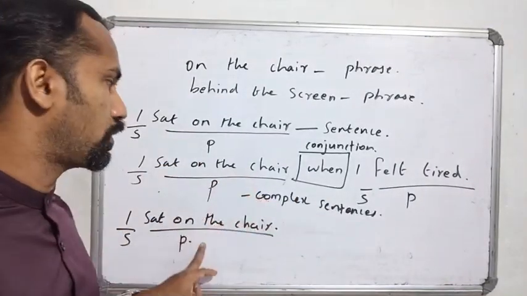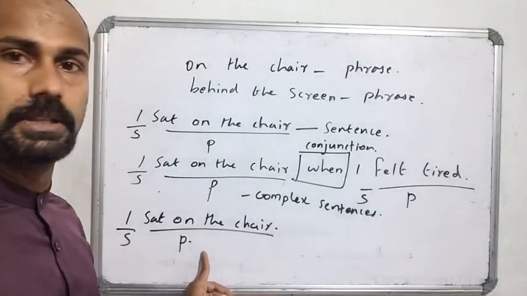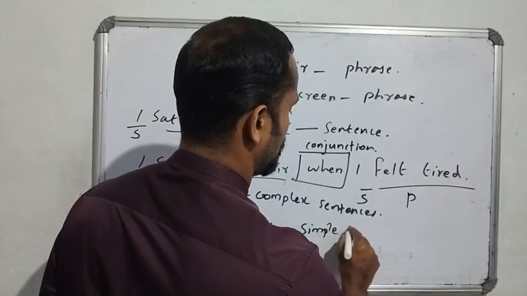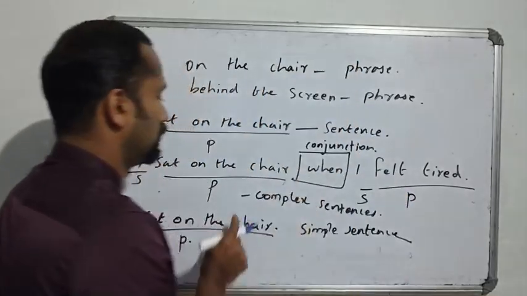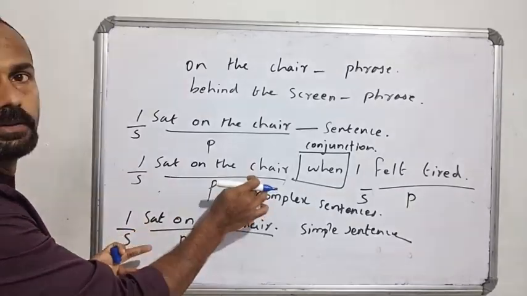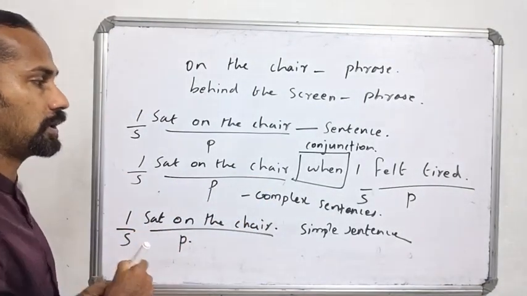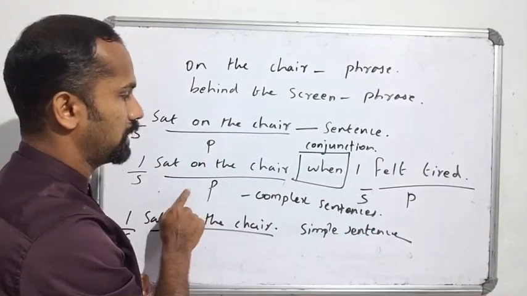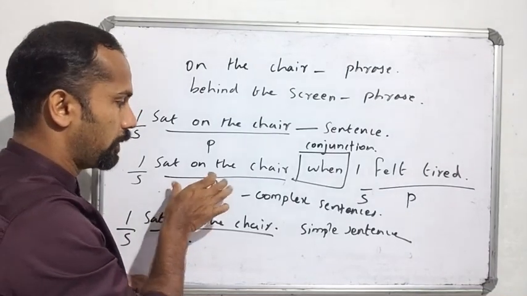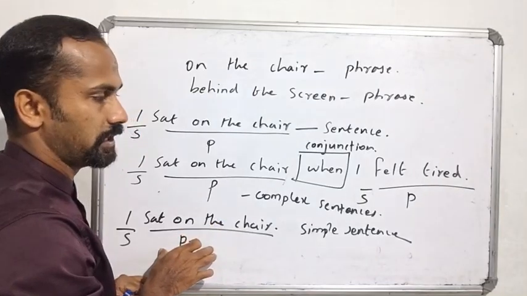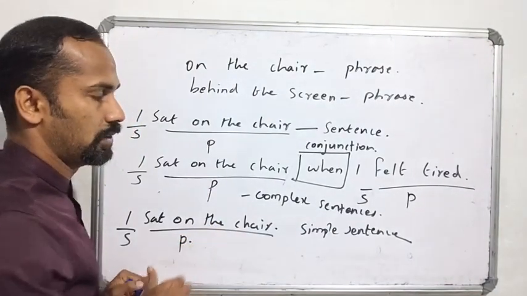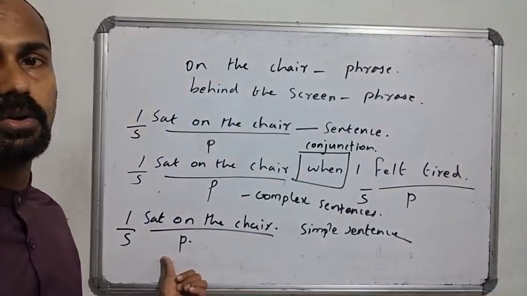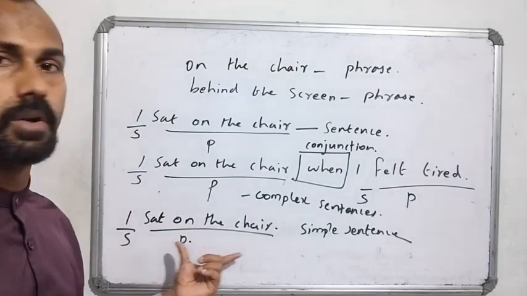When this clause is not a part of this larger sentence, we can call this one a sentence, isn't it? This is called a simple sentence. Or this was a clause when it was a part of a larger sentence: I sat on the chair when I felt tired. We could call it a clause. But when we separated it, I sat on the chair, can we call it a clause? No, we cannot call it a clause. What can we call it? We can call it a sentence.